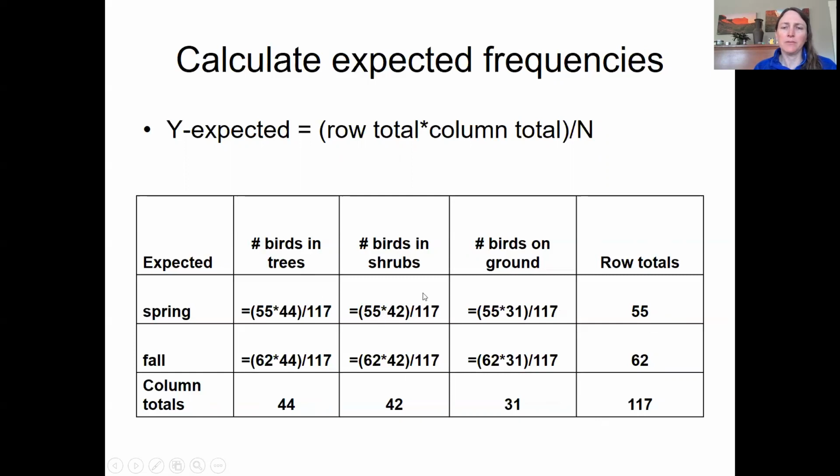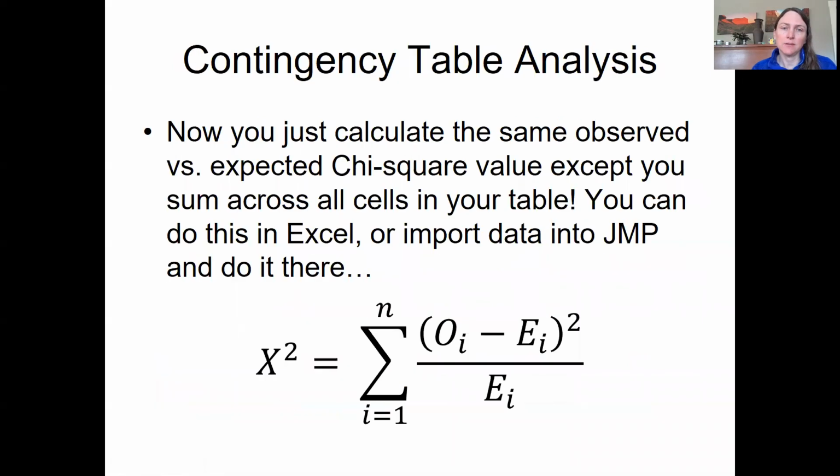So you can see that pattern repeating: 55 times 42, 55 times 31, 62 times 31, 62 times 42, and 62 times 44. Those numbers in the boxes, after you calculate them, become your expected values. And then you use the same equation, O minus E, squared, divided by E, and you add them all up for all 6 cells, okay?